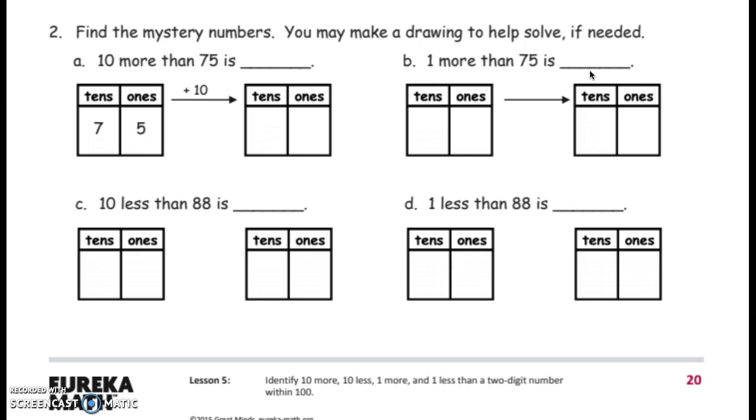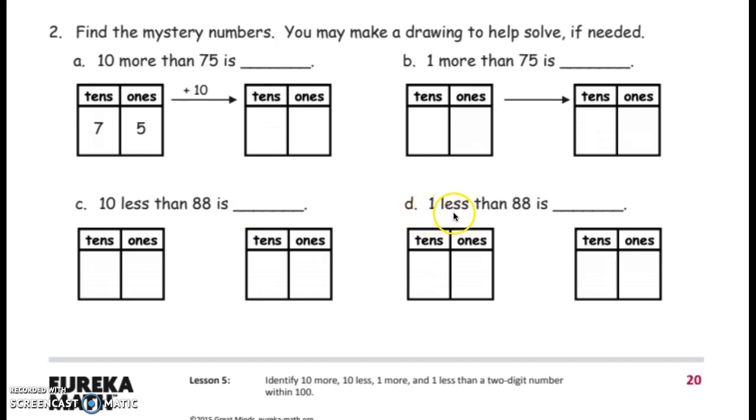Do not guess. Letter C, 10 less than 88 is blank. What's your starting number? And then don't forget to fill in between these to show how the number changed with the arrow. And then what is the ending number? What does it look like on the place value chart? And then fill in what the answer is on the line.